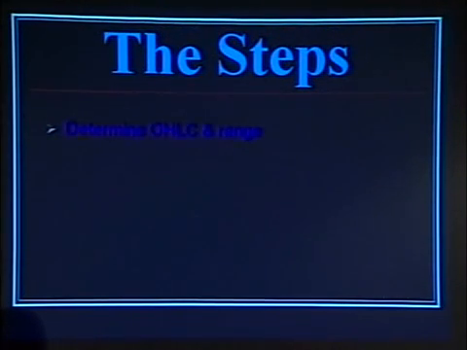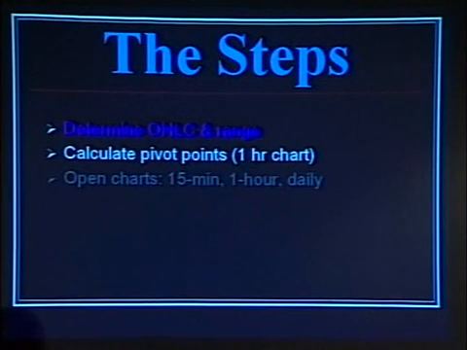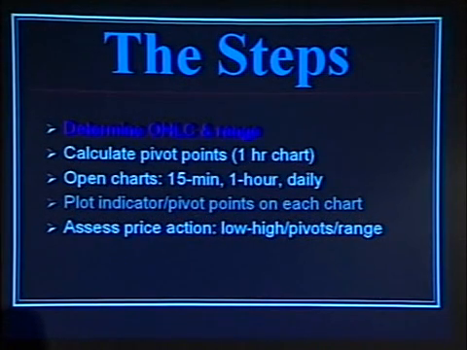So the steps I use for my own situation: I determine the open, high, low, close and the range for the currency. I calculate the pivot points based on the 1-hour chart, and I'm going to show you how to do that in a minute. I open the charts that I want and plot them on the screen. I plot the pivot points and the indicators I want to use, MACD in most cases. I look at price action in relation to the M1, M3, M2, M4, and the pivot points and the range for that currency.